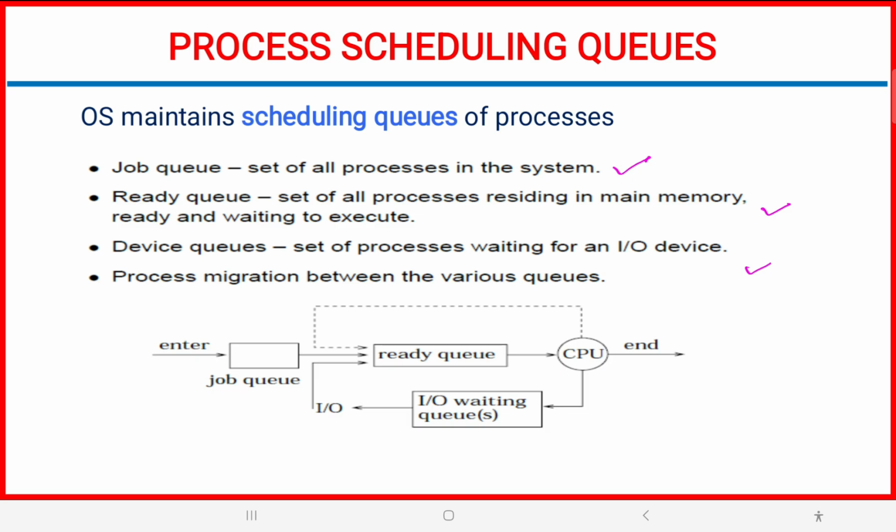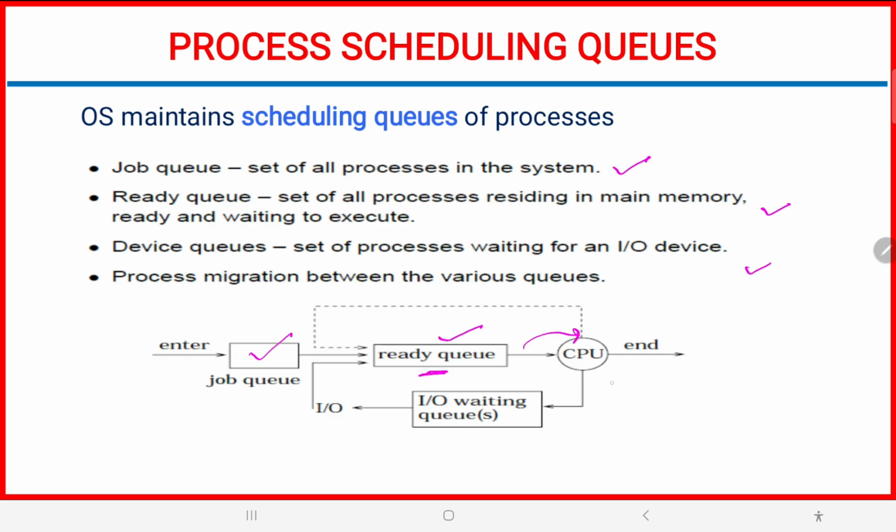So if you see the figure below, as far as the job queue is concerned, as I've told you, it contains the set of all the processes which are there in the system. The processes are transferred or migrated from the job queue onto the ready queue, where a number of processes are waiting for their turn so that they can gain access to the CPU. The moment a process gains access to the CPU, it executes over there.